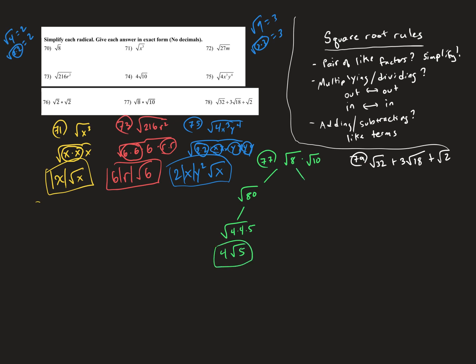Or I could simplify each radical first. 8 is 2 times 2 times 2. So a pair of 2's, that's 2 root 2. And then square root of 10 is 2 times 5. So that doesn't really simplify anymore. Now, when I multiply these together, 2 times this outside number gets multiplied by the 1 that's sitting out here. And then 2 times 10 on the inside is 20. And then 20 is 2 times 2 times 5. So I can pull a 2 out, and that gets multiplied by the 2 that's sitting out in front.